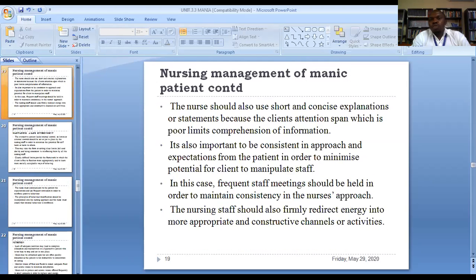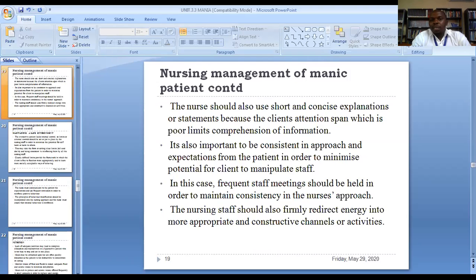The nurse should also use short and concise explanations or statements because the patient's attention span is very poor. Remember, in the signs and symptoms, we've actually mentioned that these people have decreased attention. So as you communicate to these patients, you need to use precise and concise explanations.